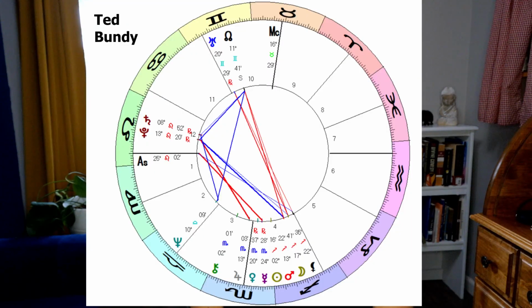The second person who has their Black Moon Lilith in Sagittarius, and as well their south node and their moon in Sagittarius, is Ted Bundy. So Ted Bundy, as I'm sure many of you know, was a serial killer who killed many women, and the women that he targeted had two defining characteristics.